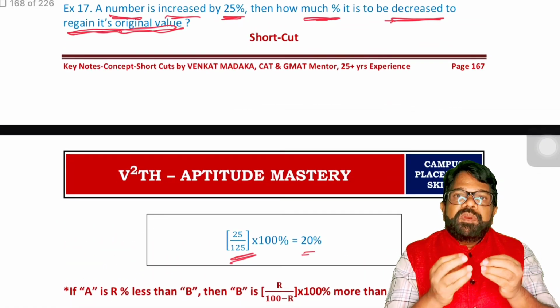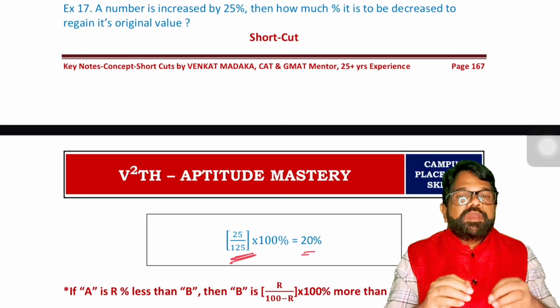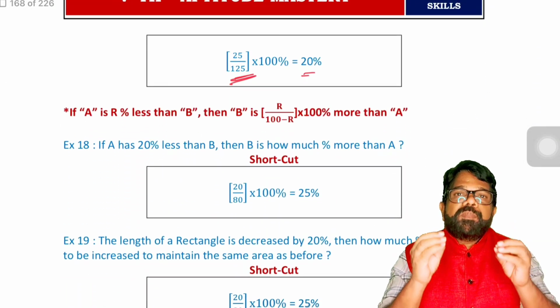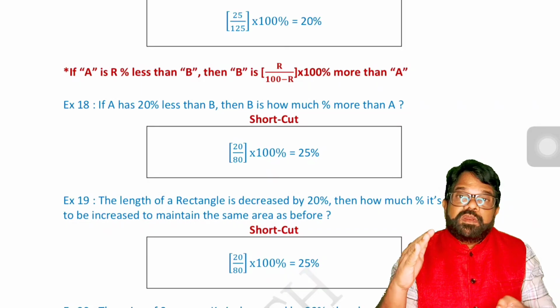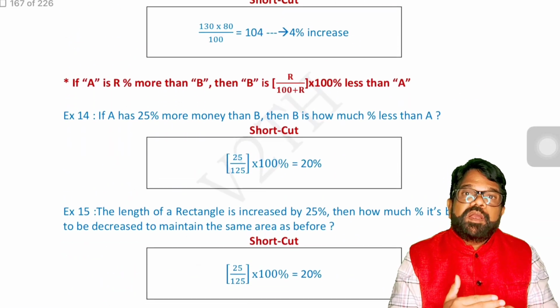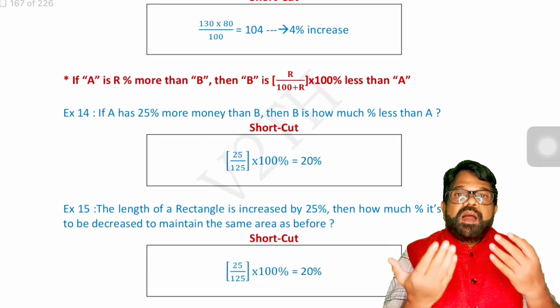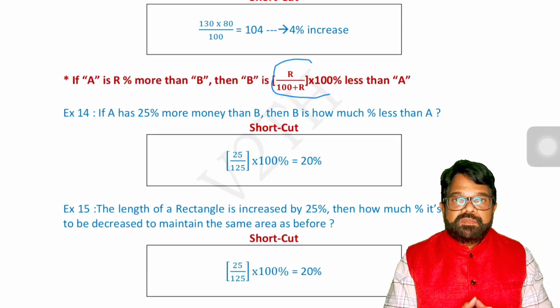I took the same example here, 25%, to understand very easily. Not only 25, any value is given, you have to apply the same keynote. If a number is increased by R%, to balance that, it is to be decreased by how much, means you have to apply R by 100 plus R into 100%.